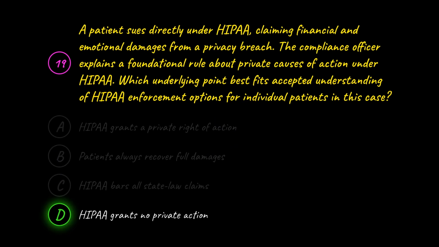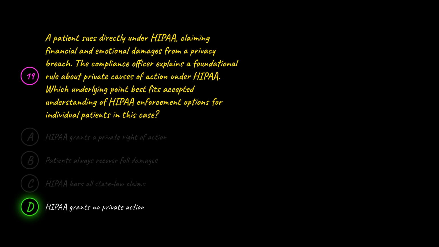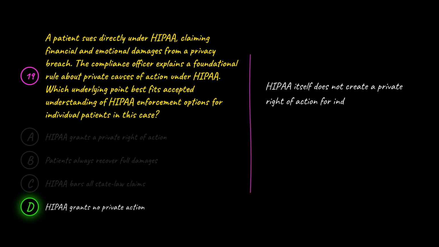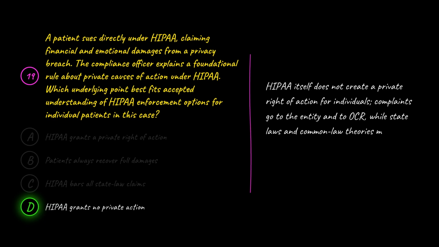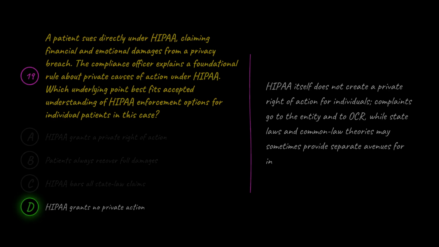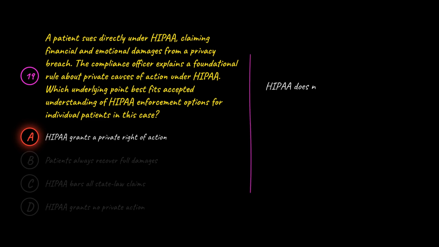The correct answer is D. HIPAA grants no private action. D is correct because HIPAA itself does not create a private right of action for individuals. Complaints go to the entity and to OCR, while state laws and common law theories may sometimes provide separate avenues for individual recovery. A is wrong because HIPAA does not grant a private right of action.